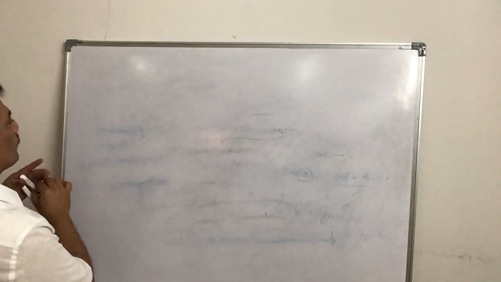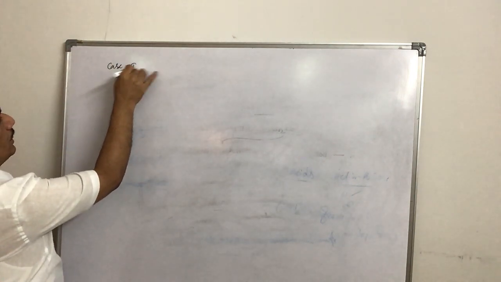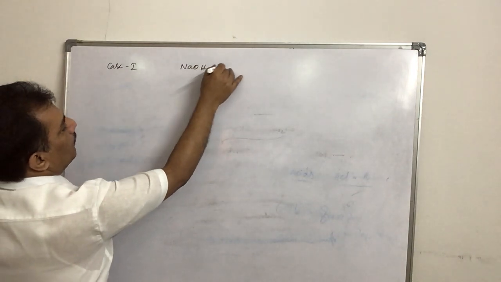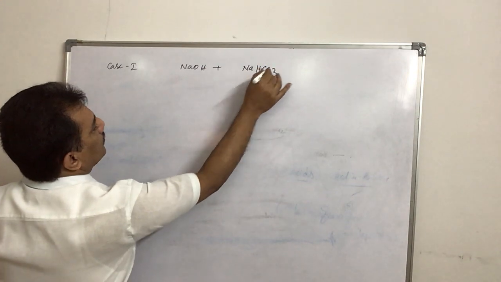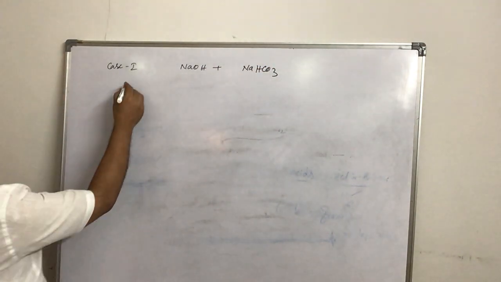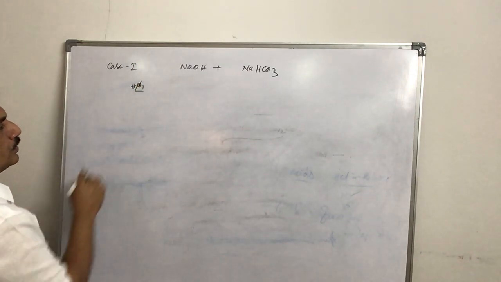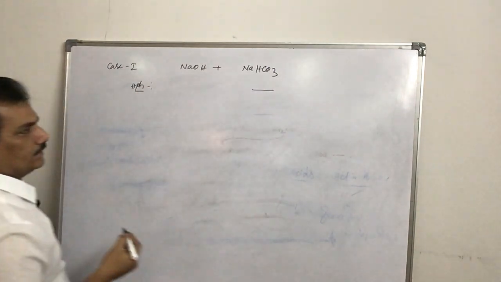The first one, case 1, is nothing but NaOH plus NaHCO3. This is the mixture present in this. Clear? First we are doing the titration with HPH, in which NaHCO3 is not getting any neutralization.